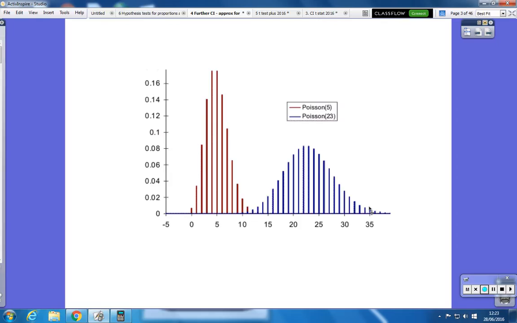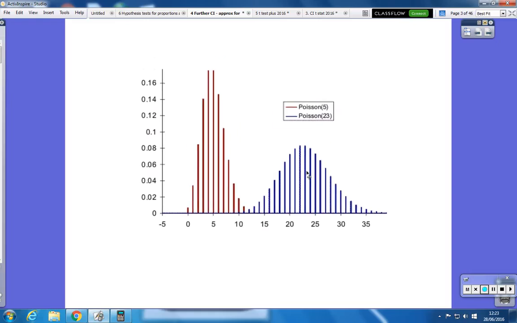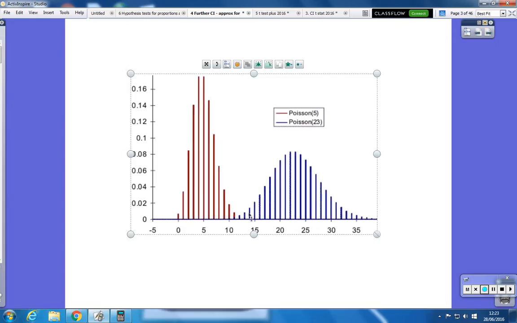This is because back when we all didn't have calculators, they had to use an approximation to the Poisson, and it turns out that the Poisson distribution starts looking very much like a normal distribution curve. Obviously these are discrete values and the normal distribution is smooth and continuous, and we will do continuity corrections, but not yet.